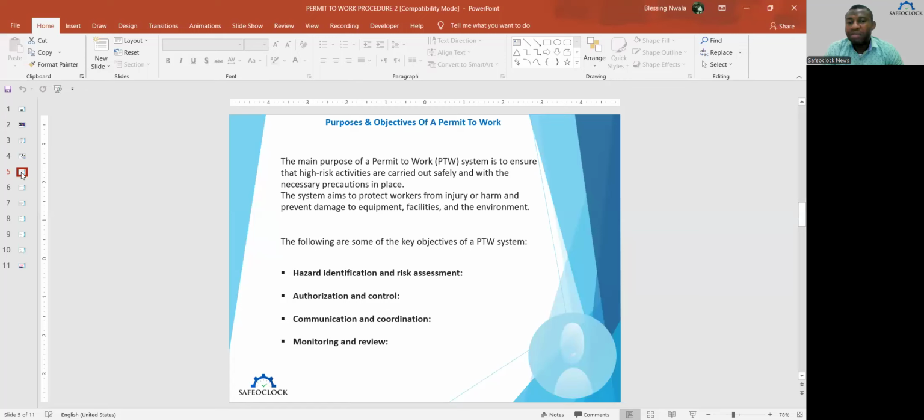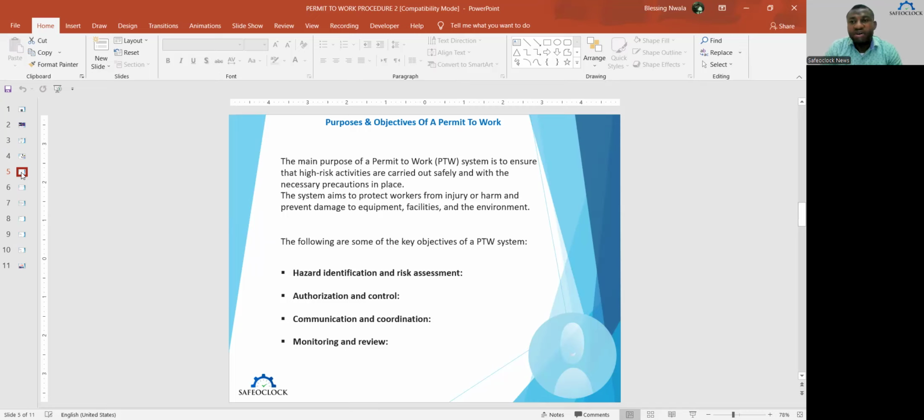So what is the purpose of a permit? The purpose is to ensure that high-risk activities are carried out safely and that all precautions are in place. Because without a permit to work, people can start from anywhere, start a job at any time without having the precautions in place. So a permit is a system that helps to coordinate, control, or prevent this type of uncertainty caused by having no procedure in place.